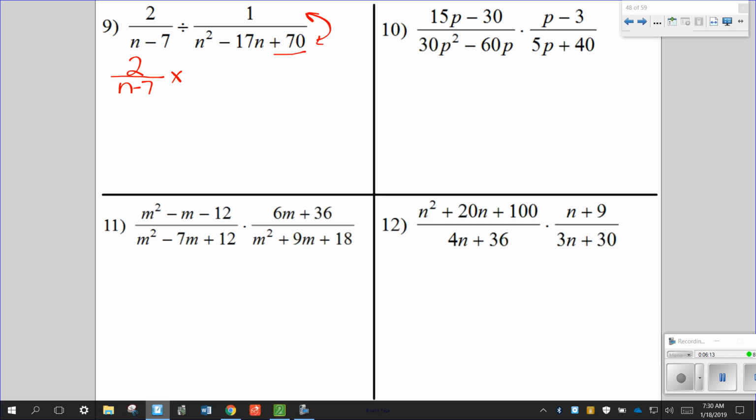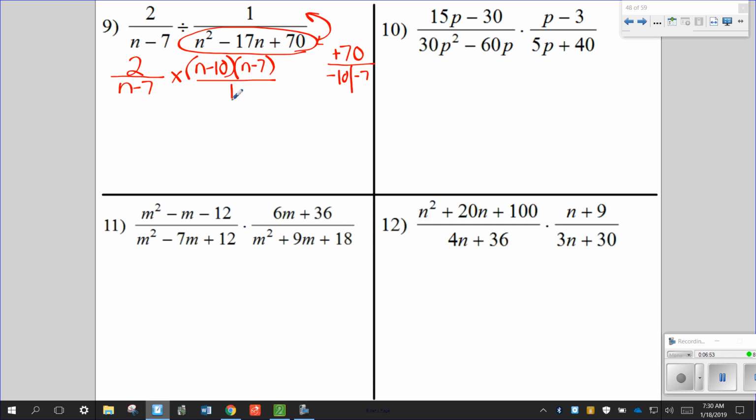So we're actually going to factor this and put it in the numerator. So I have factors of 70 that add up to negative 17. So this is positive, and I'm trying to get to a negative middle number, negative b term. So my factors both are going to have to be negative, and that way they'll multiply to equal positive 70, and that would be negative 10 and negative 7. So n minus 10 and n minus 7. That's all divided by 1 because that was the numerator of that fraction.